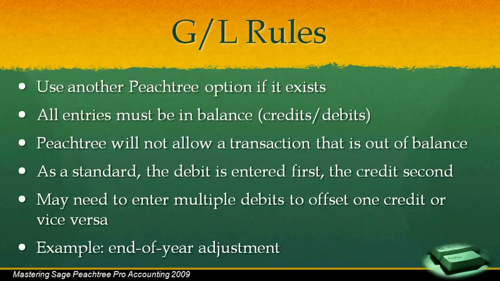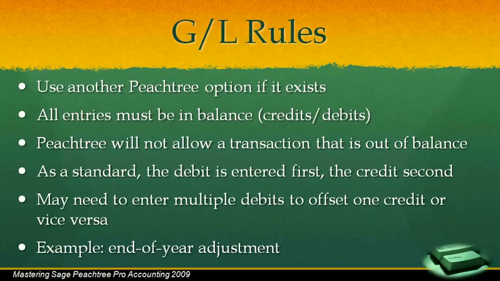Peachtree will not allow a transaction that is out of balance. That again is our accounting 101. So you're going to have to make it balance before you're able to save a GL entry. As a standard, the debit is entered first and the credit is entered second for both sides of that equation. Now there's no hard and fast rule that says it's the only way it works. Actually, if you do it the opposite way, it works just fine. But accountants and other professionals are used to seeing the debit entry first. So you pretty much want to conform to standards if you can.